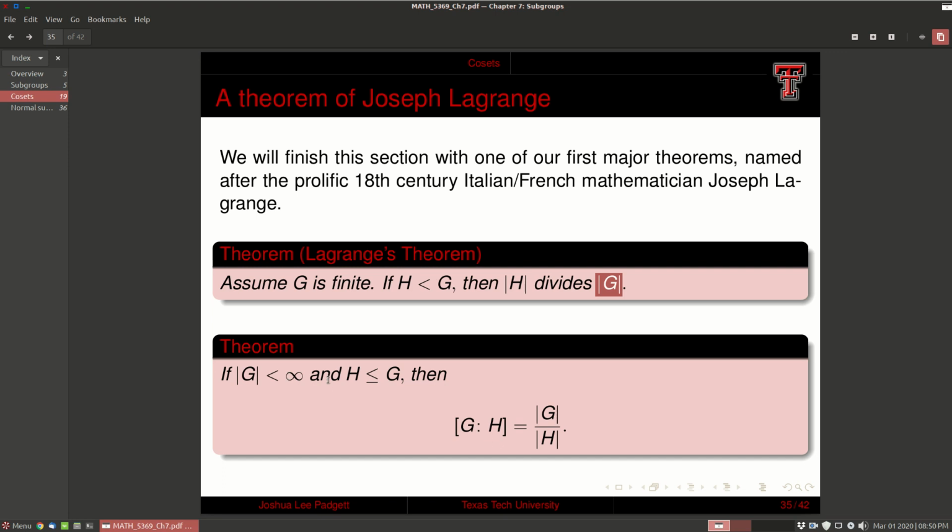All right, and then similarly, as a result of this, the index of a group is simply the order of the group divided by the order of the subgroup. So if I know that I have a group of order 10 and a subgroup of order 5, then the index of that subgroup in G has to be 2, because 10 divided by 5 is 2. These are very nice computational tools that you should be using in your homework to determine the likelihood or possibilities of various subgroups.